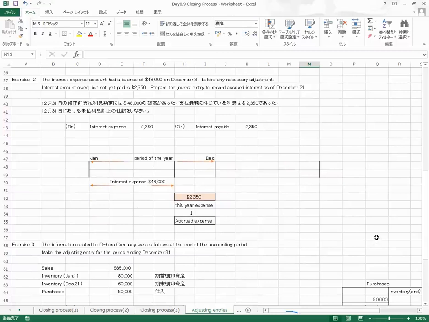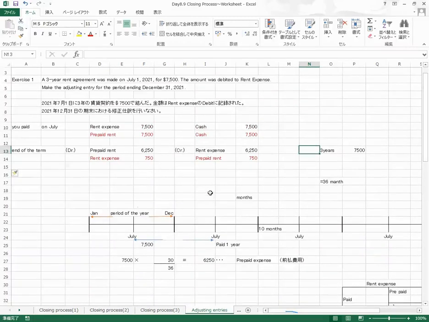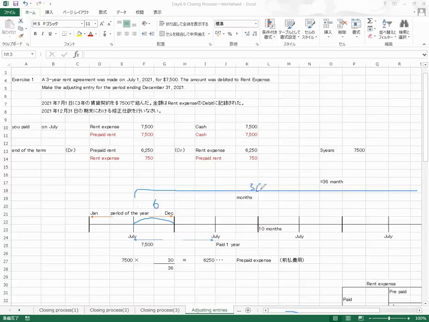About how we get 750, that is a question. July to December is 6 months. So first we divide 7,500 by 36, then we get 1 month of rent. Since we recorded it in prepaid rent first, we think about how many months become this term's rent expense, which is 6 months, so we calculate that.